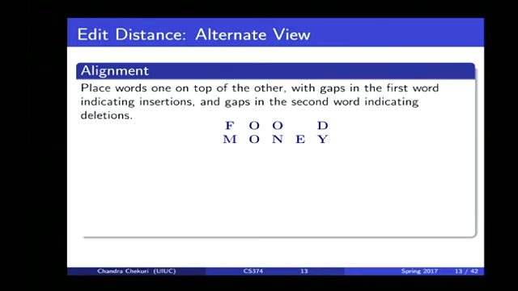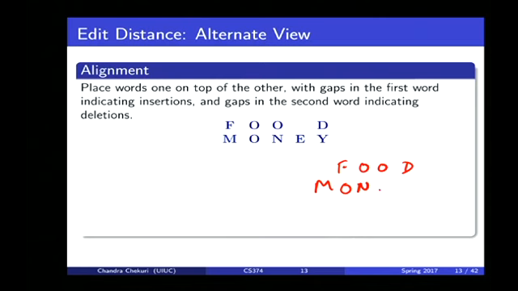What is the cost of this alignment? 1, 2, 3, 4. This is not the only alignment. I can do something silly. I can also say food. I don't know why I would do that, but what is the cost of this alignment?